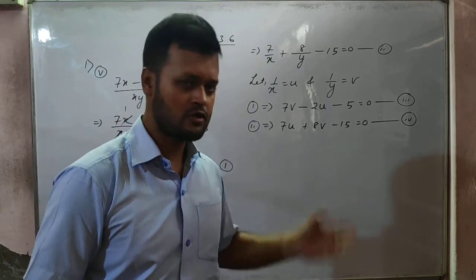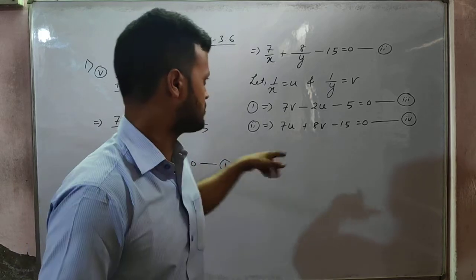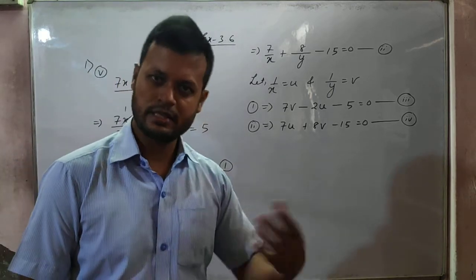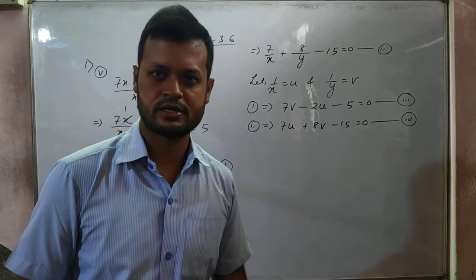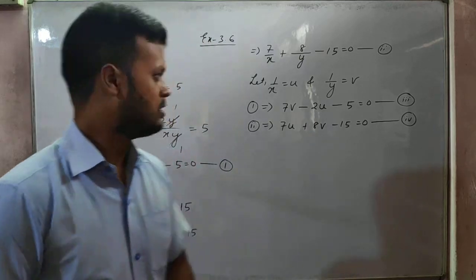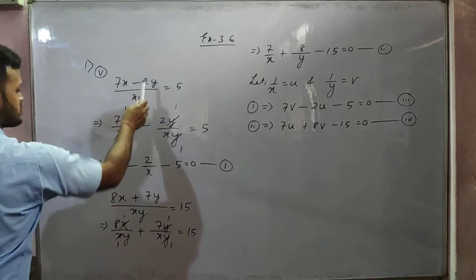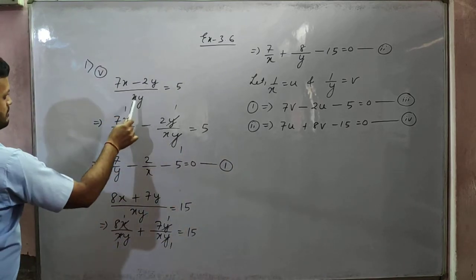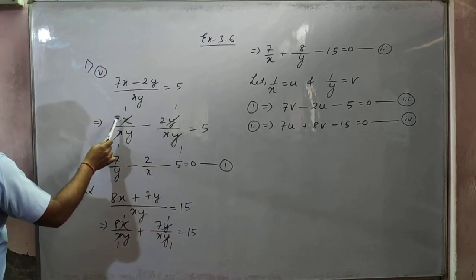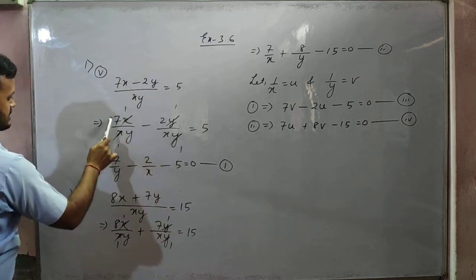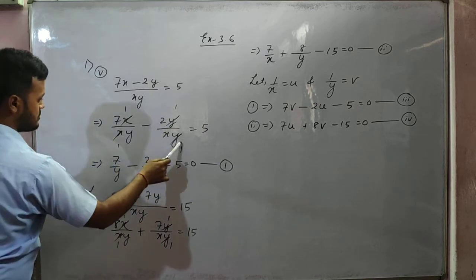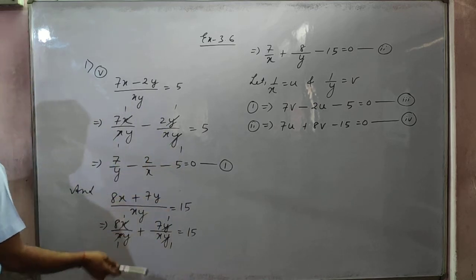Understood? Then you can do by the method I showed just before this, that method only you can use and easily solve the sum, isn't it? Why reduce and simply complicate with so many numberings and all, no? So you see 7x minus 2y by xy is equal to 5. So 7x by xy minus 2y by xy, x and x cancel, it will be 7 by y, y and y cancel, it will become minus 2 by x.